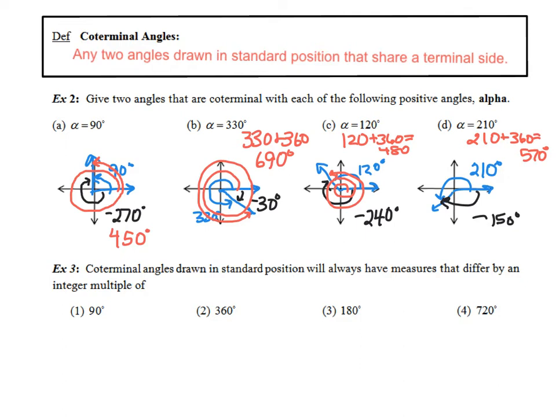So the other two examples, 120 degrees would be coterminal with negative 240 and also with 480. Positive 210 degrees would be coterminal with negative 150 degrees and also 570 degrees. So did you notice that when I have coterminal angles drawn in standard position, their measurements always differ by a multiple of 360 degrees. So I can continually add 360 degrees each time to get another coterminal angle.